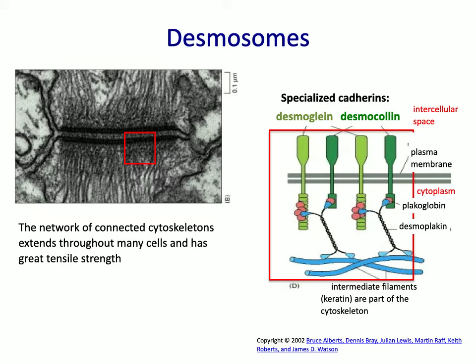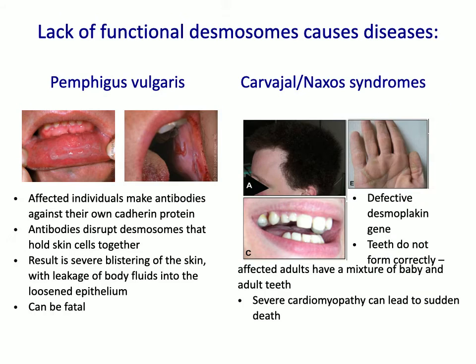The importance of desmosomes to structural integrity of the organs is shown clearly in some conditions where the desmosomes are non-functional. Pemphigus vulgaris is a disease in which there are antibodies that attack a person's own cadherin proteins, and specifically the cadherins present within desmosomes.